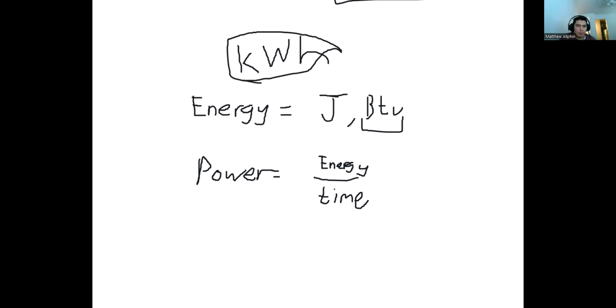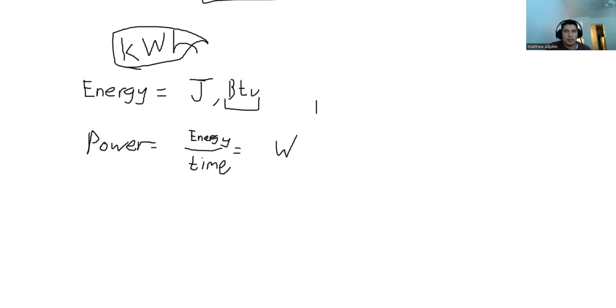The units of power that we typically use are watts. You can use British thermal units too, where it's British thermal units per hour. But in general, we use the watt to represent power. And the watt is actually joules per second. That's 1 watt is equal to 1 joule per second. And you can see this is energy over time, right?